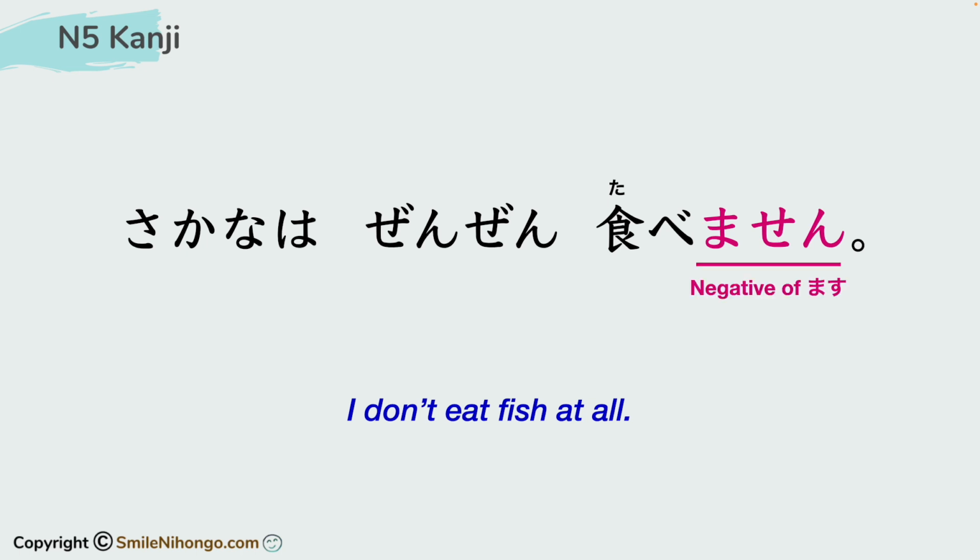The ません ending here indicates the negative form of ます。And you can also use the particle を here, and the sentence still means the same. I don't eat fish at all. However, marking 魚 with the contrast marker は sounds more natural, because then you are implying that if it's fish, you don't eat at all, but you do eat many other things.